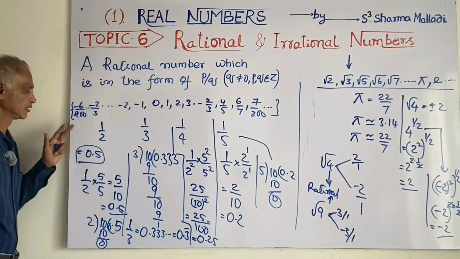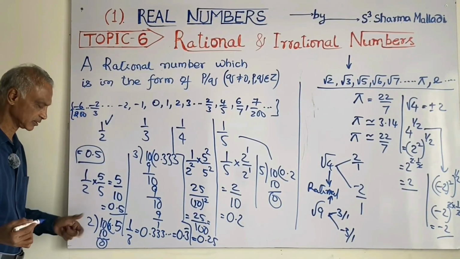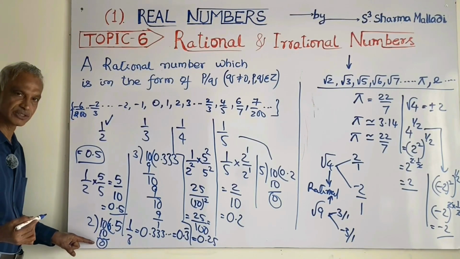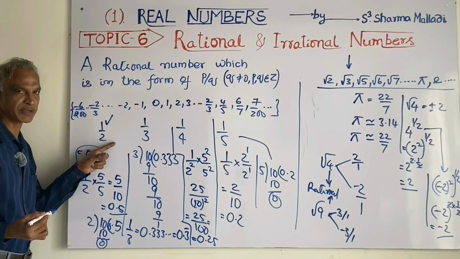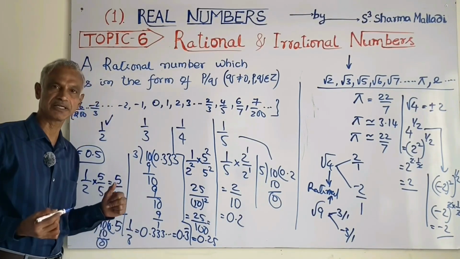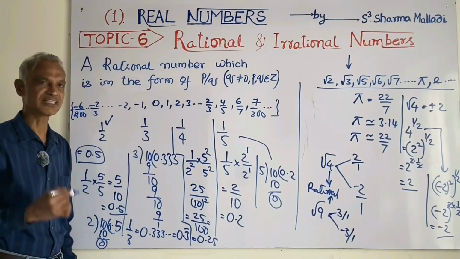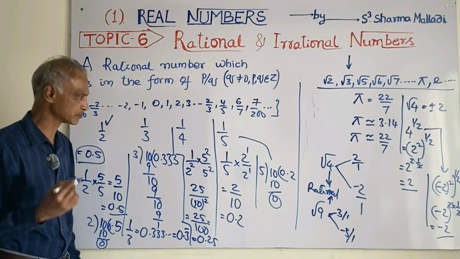See, this 1 by 2, it is terminating. You are getting remainder as 0. That's why it is called terminating decimal expansion. See, 1 by 3, you are not getting 0 as the remainder because 3 is repeating here. That's why it is called non-terminating repeating decimal expansion.